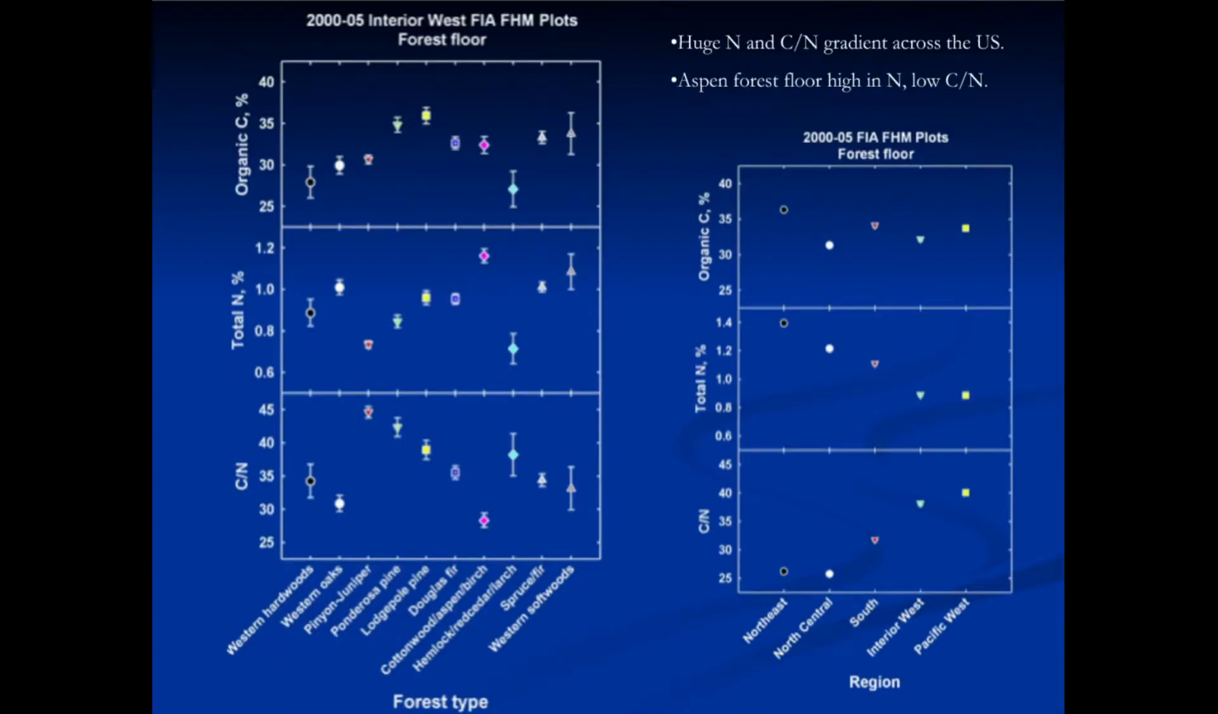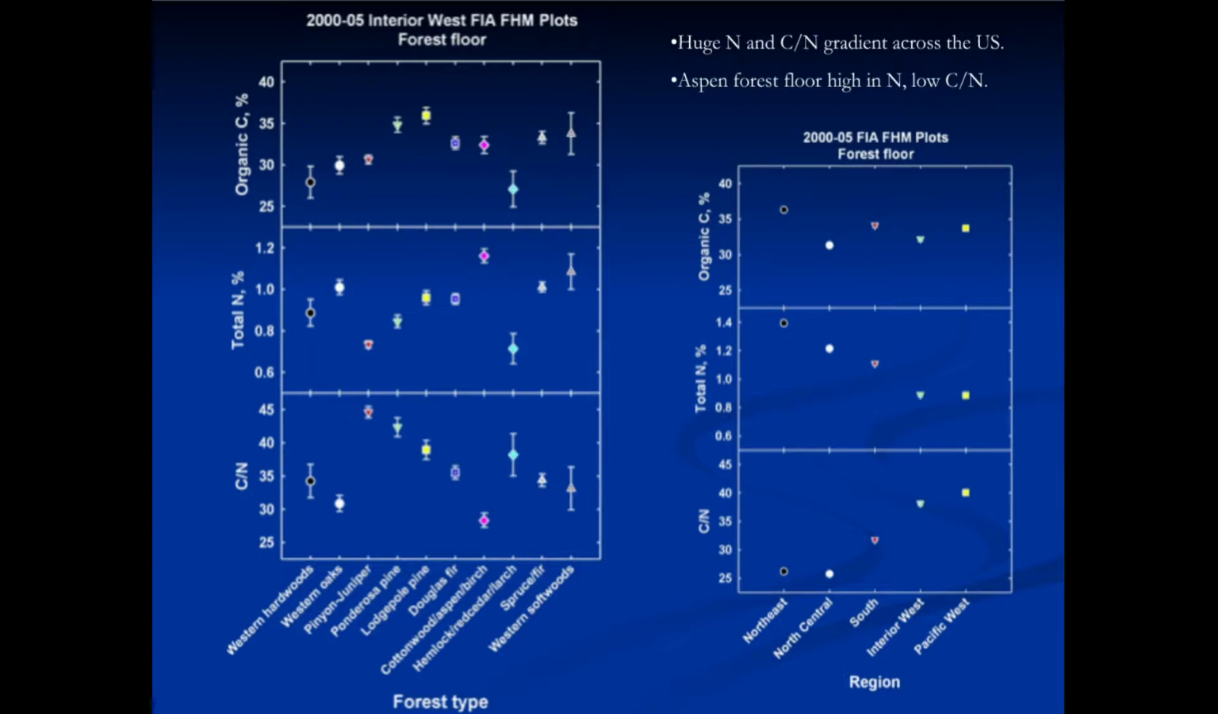So looking at the forest floor, let's look at the carbon and nitrogen contents of that. Here's aspen, here's spruce fir. They're about the same in organic carbon concentration. But aspen forest floor samples are much higher in nitrogen than spruce fir, and indeed they're the highest in the interior west. So the carbon-nitrogen ratio of aspen is much less than that of spruce fir and most of the other forest types. There is an enormous nitrogen gradient across the country.